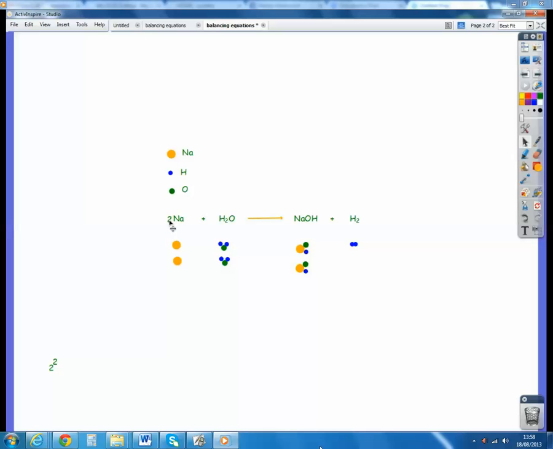So let's write my equation correctly. I've got 2 lots of sodium, 2 lots of water, 2 lots of sodium hydroxide, and that's now balanced.